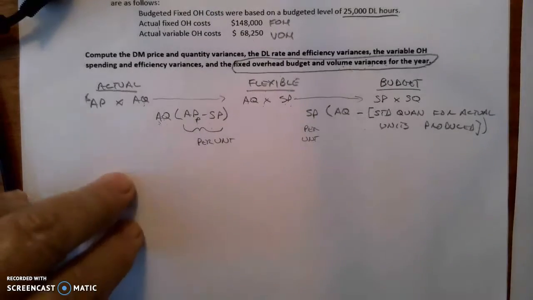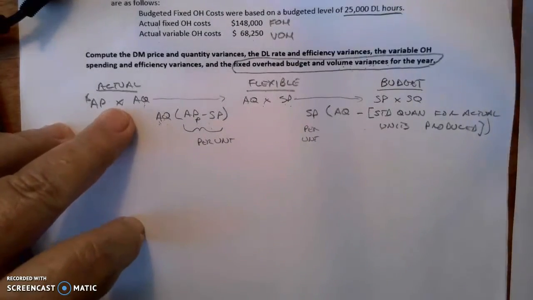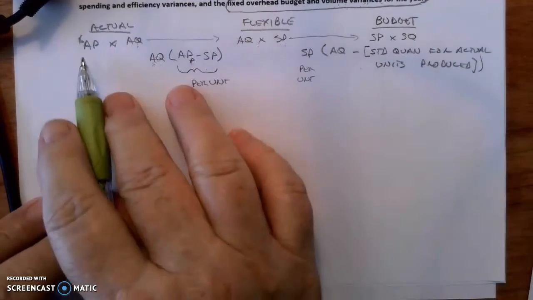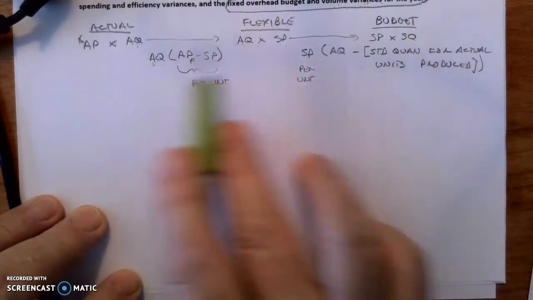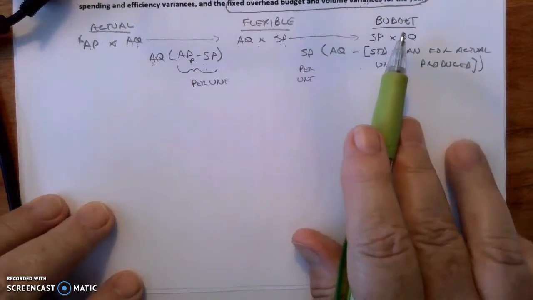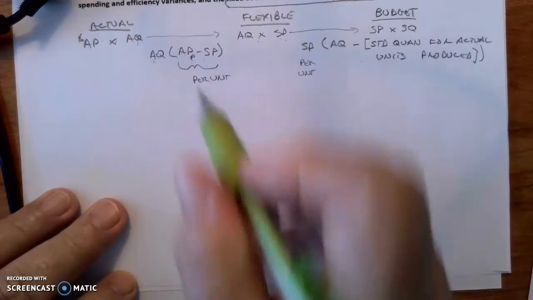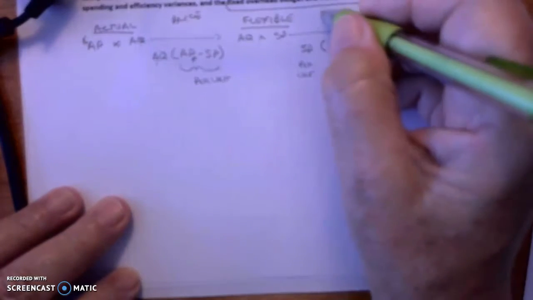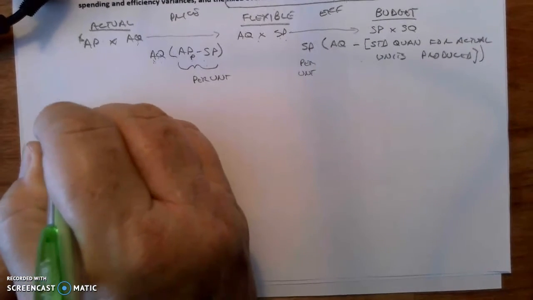Okay, I'm completing the variance analysis for Jena's jump ropes. In class, we went through setting up this formula for actual, flexible, and budgeted formulas. And then your variance, this would be price here, and efficiency here.